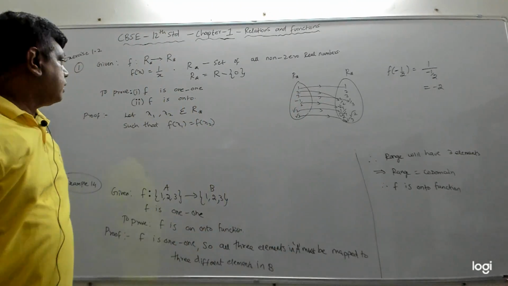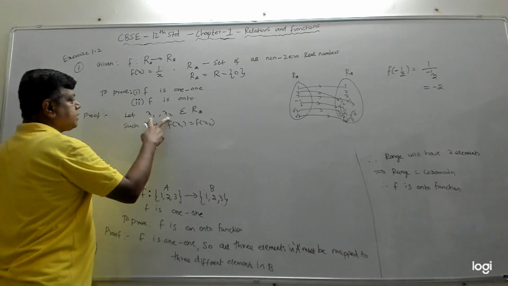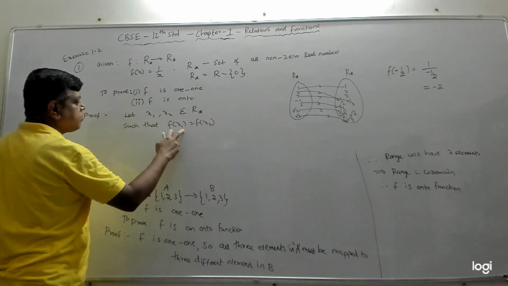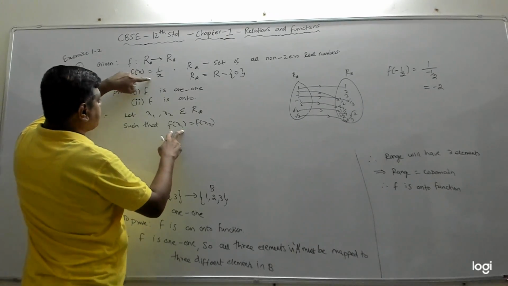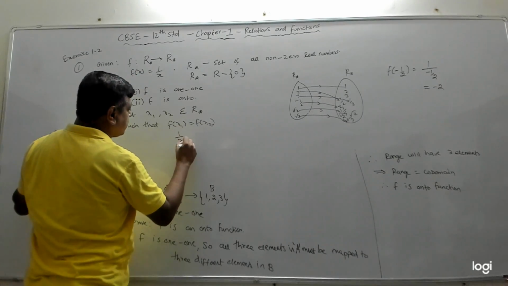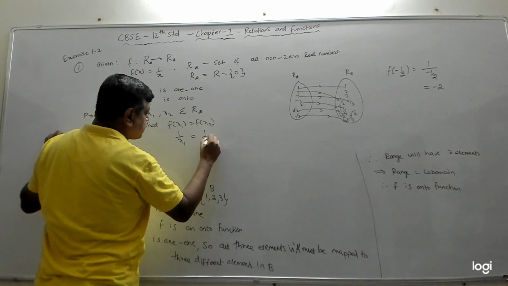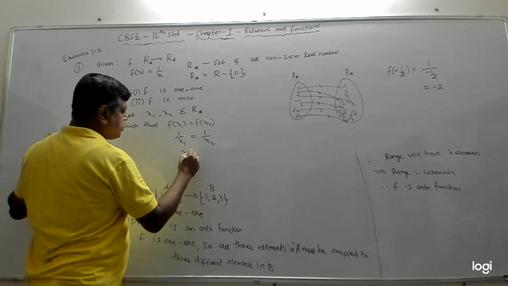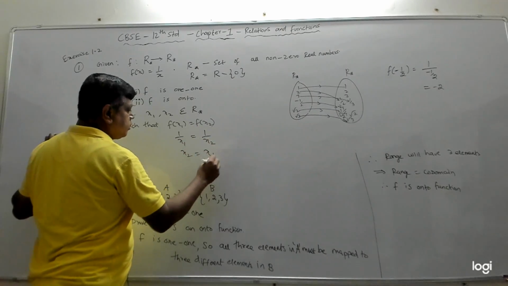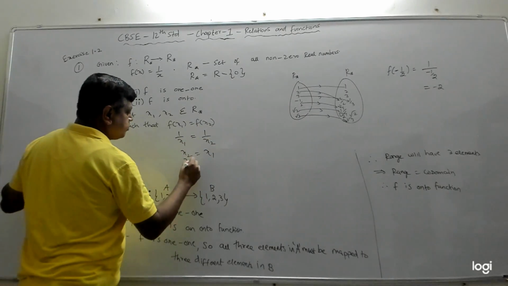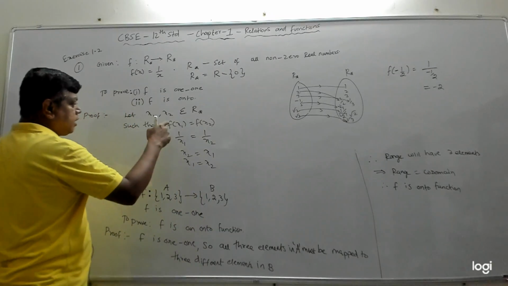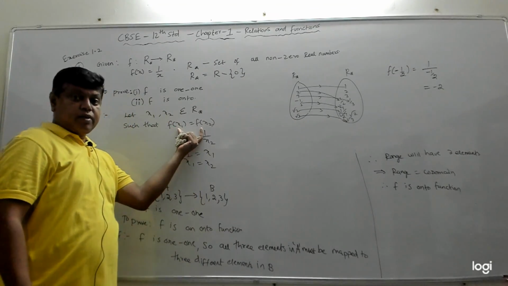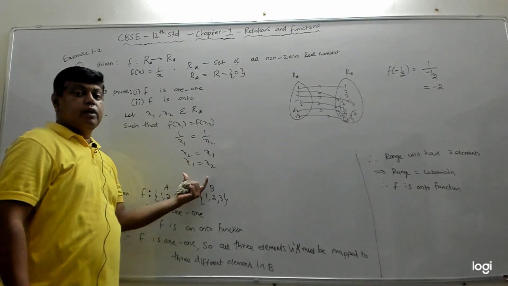So we have taken two elements x1, x2 belonging to R star, such that f of x1 equal to f of x2. We have to prove x1 equal to x2. Now what is f of x1? By definition, f of x is 1 by x, so f of x1 is 1 by x1, equal to f of x2, which is 1 by x2. Now cross multiply: 1 into x2 is x2, equal to x1 into 1 is x1. So you get x1 equal to x2. So we started with f of x1 equal to f of x2 and we got x1 equal to x2, which means when the images are the same, then the elements have to be the same.